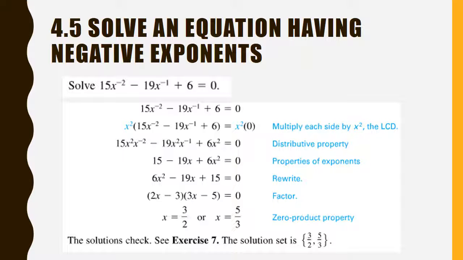Because remember, when you multiply two variables together, you add their powers. So 15x⁻² times x² is going to be just 15x⁰, which is 15. And you can do the same for the 19x⁻¹ times x², which is just going to be 19x¹. And then the 6 is going to get an x². Either way, you're going to end up with the same equation. Rewrite it into standard form, factor it, and you get that x is 3/2 or x is 5/3. Check the solutions in the original equation and show that they work, and your solutions are 3/2 and 5/3.